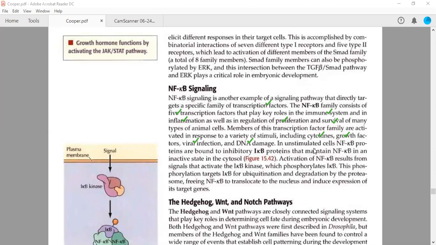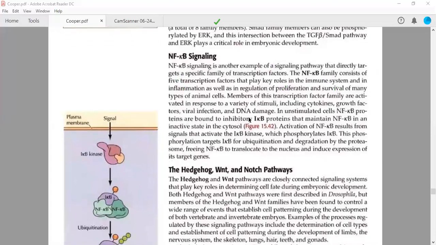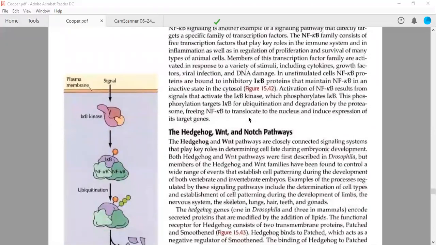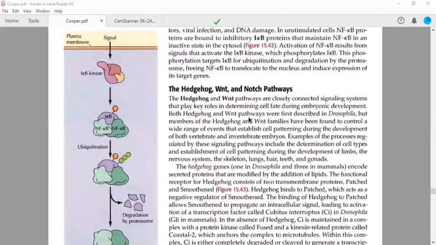In an unstimulated cell, actually, I will show you what is happening inside your cell. So let me remove all this and scroll down. So see here, this is your NF-kappa B signaling, where there is an inhibitory protein. You can note here certain things directly so that you can better understand. Okay, so this is text and I'm writing it. Inhibitory protein.